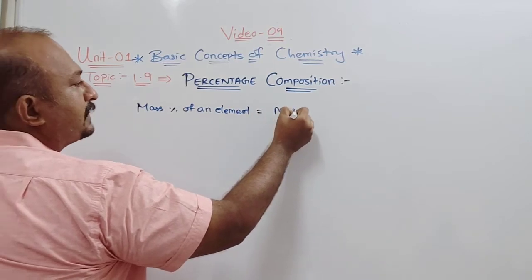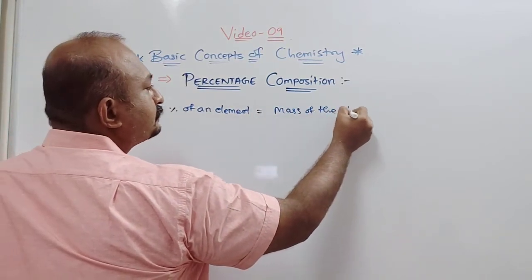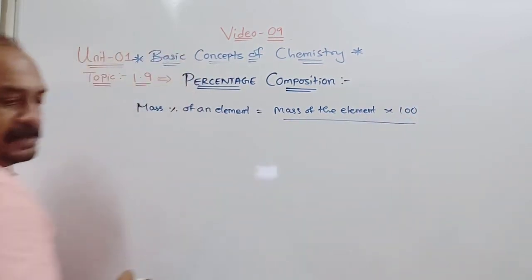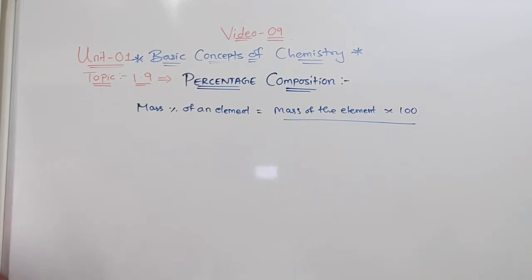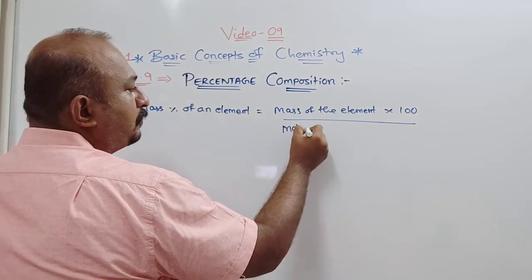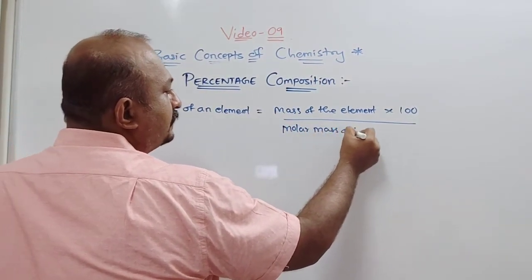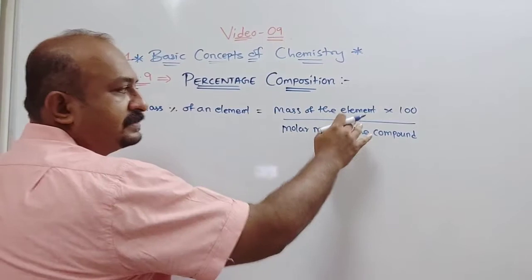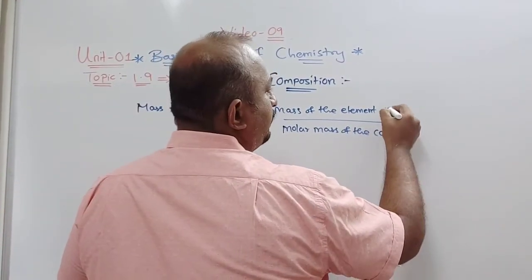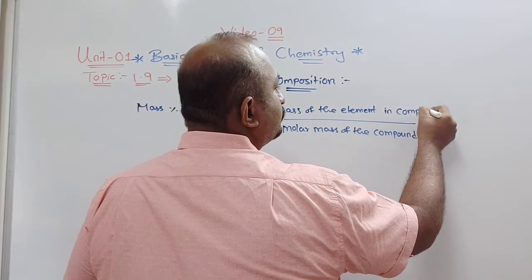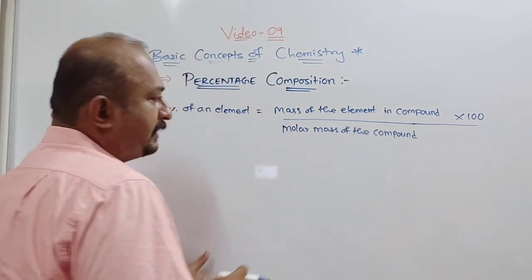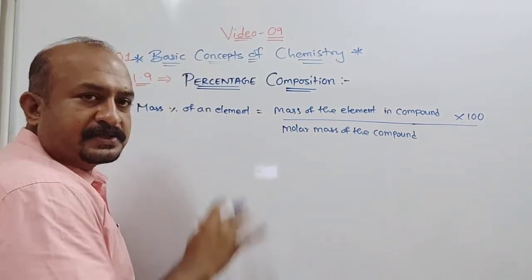Mass percent of an element is equal to mass of the element in the compound, multiplied by 100 as it is a percentage, divided by the molar mass of the compound. Okay, this is the formula.